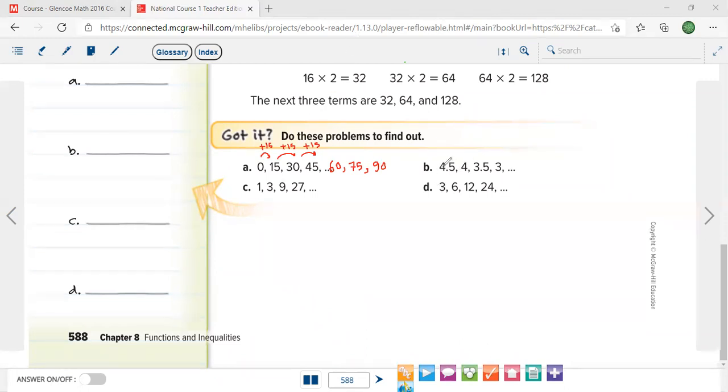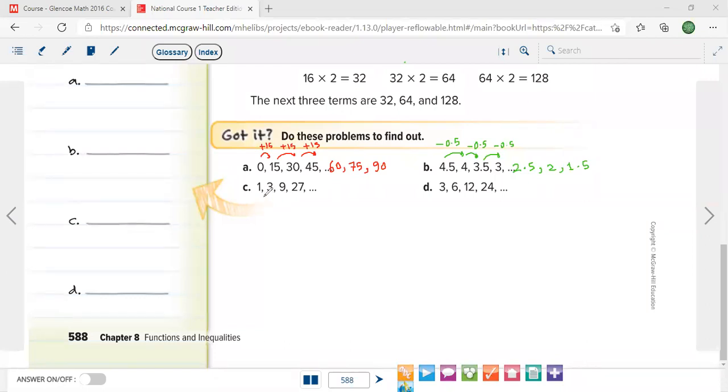In problem B, this is 4.5, then 4, then 3.5, then 3. So we are subtracting 0.5, subtracting 0.5, subtracting 0.5. So if you subtract again 0.5 after 3, this will give you 2.5, then 2, then 1.5. Three terms are enough to show that you really understand what is happening.